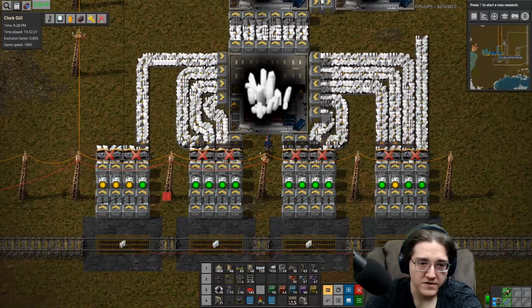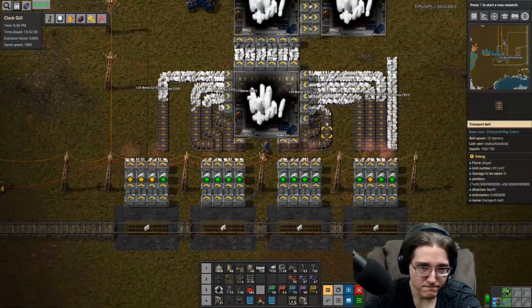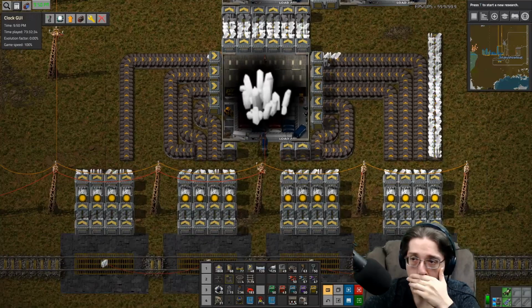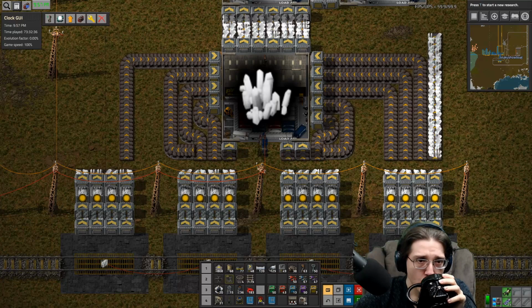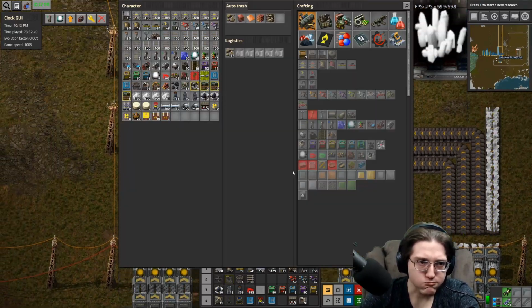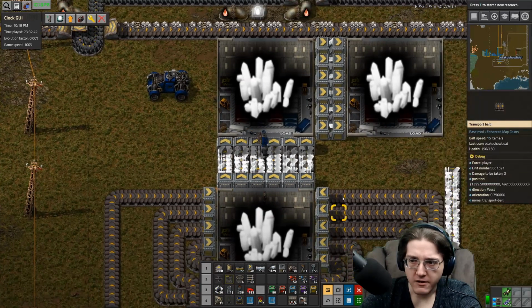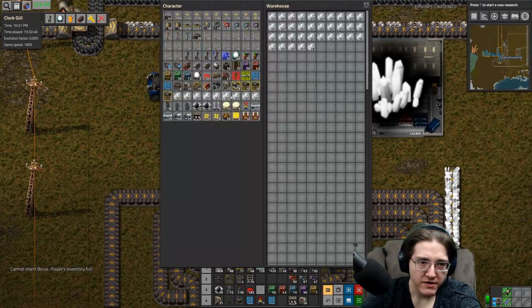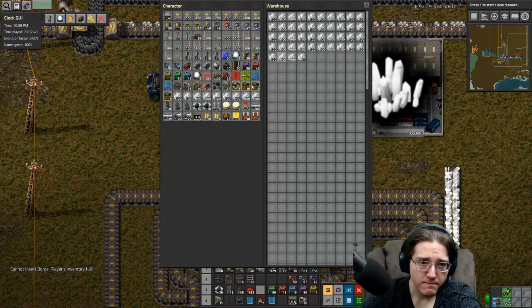I could stop the flow of stuff, though, by doing that. And then it's just waiting for this to empty, which I can help with my minimal amount of inventory slots available right now.